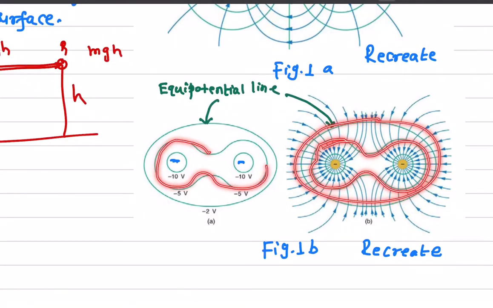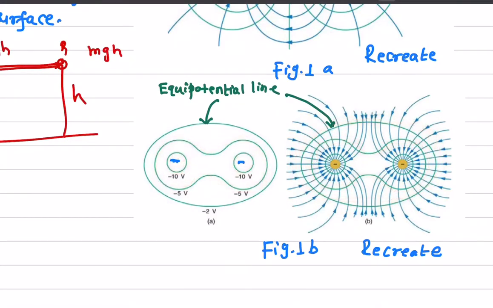And these closed loops here are the equipotential lines, which are given right here. As you see, this one is at negative 10 volts, this is negative 5 volts, and this is at negative 2 volts. Anywhere you measure the electric potential on this line, you'll get negative 10 volts. Anywhere on this dumbbell, you will get negative 5 volts. Anywhere on this ellipse, you'll get negative 2 volts. So this is the equipotential line.